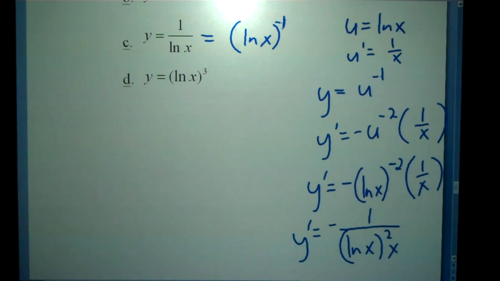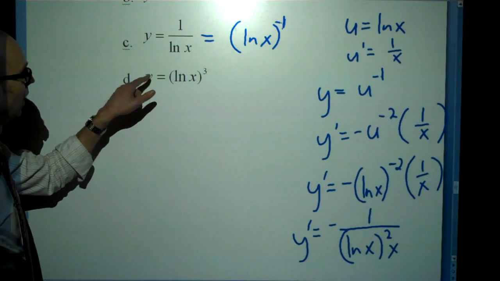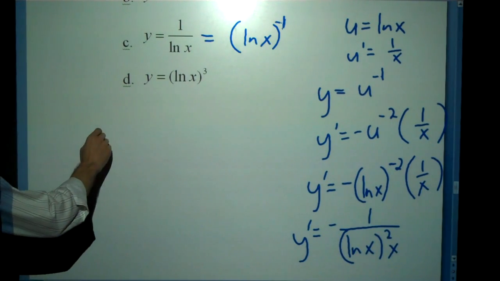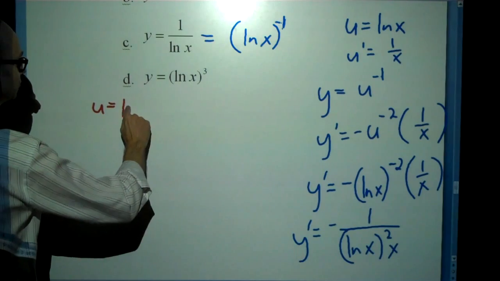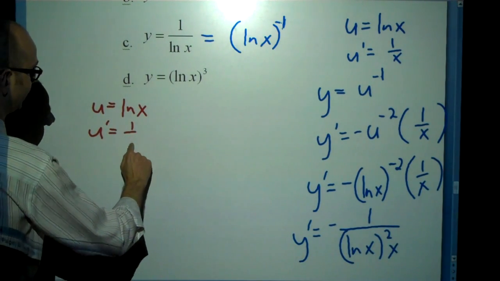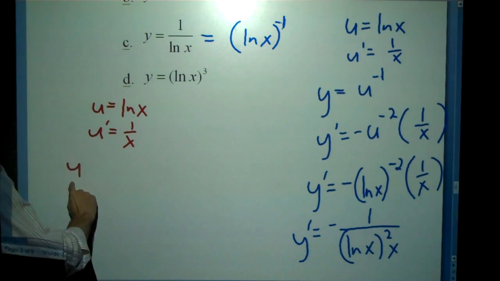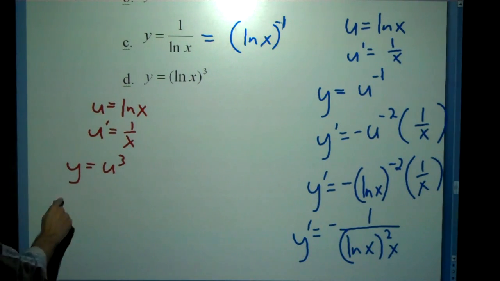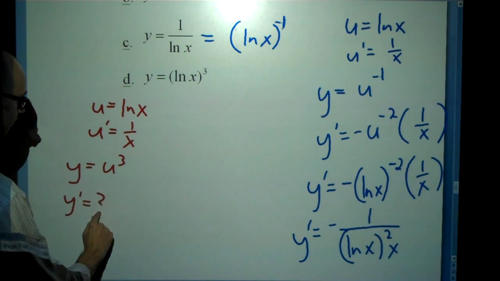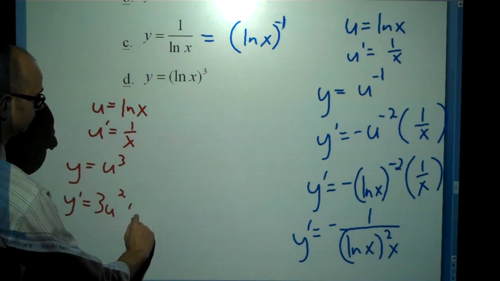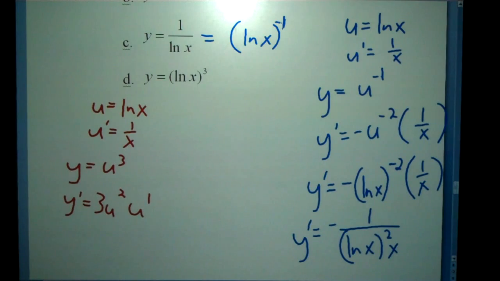D is not as challenging as the one we just did there. We've got y equals natural log of x to the third power. Chain rule, once again, is what I'd go for here. So let's let u equal natural log of x. U prime is going to be equal to 1 over x. Y is equal to u to the third power. The derivative of y is equal to 3u to the second power times the derivative of u. Just write it that way and then do the substitution in a moment.